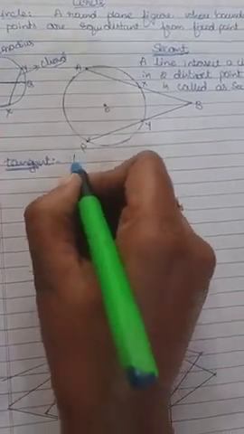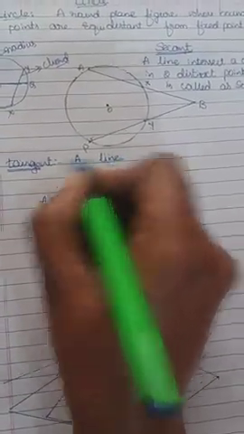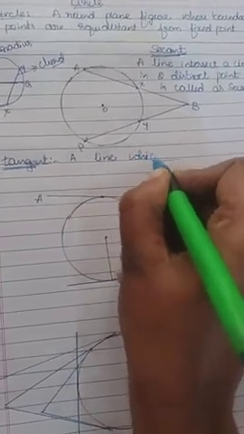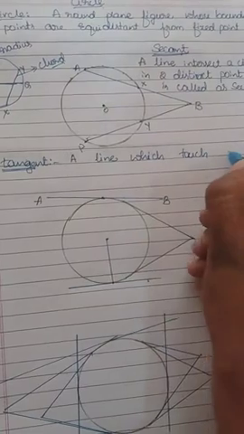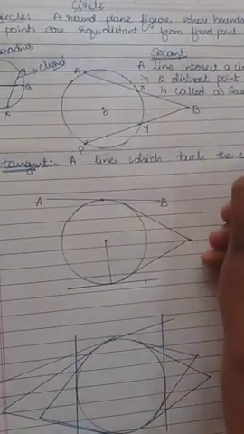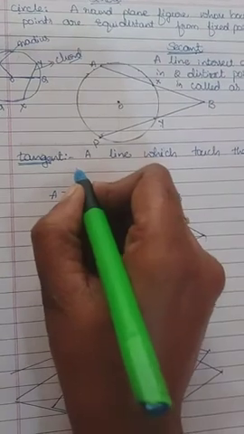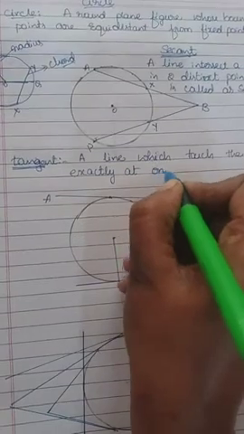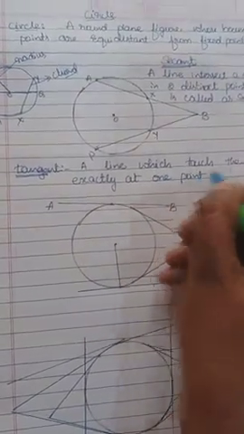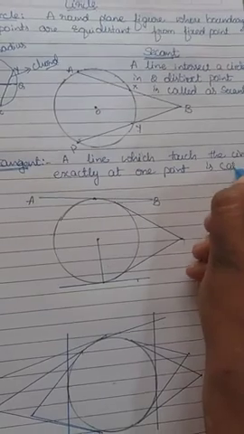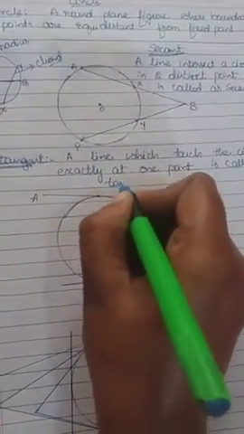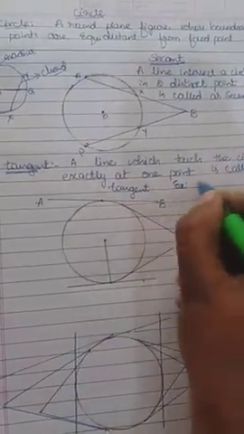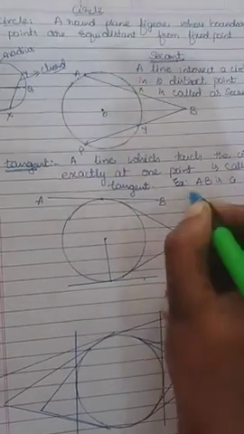What is a tangent? Many times they will ask you this important definition: a line which touches the circle exactly at one point is called a tangent. Here we can give an example. AB is a tangent.